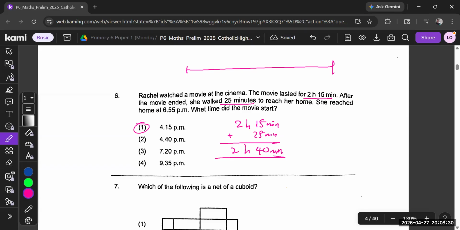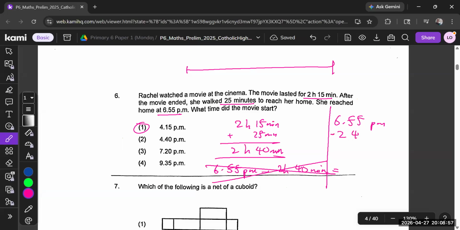Now she reached home at 6:55 p.m. Shortcut. All right, in working you can do this, but in your Paper Two or in your open-ended, please do not do this. Okay, please don't do this. If you do this, you will be penalized because time cannot minus duration. This is wrong. But when you do working, you can minus 2 hours 40 minutes. That's a shortcut.